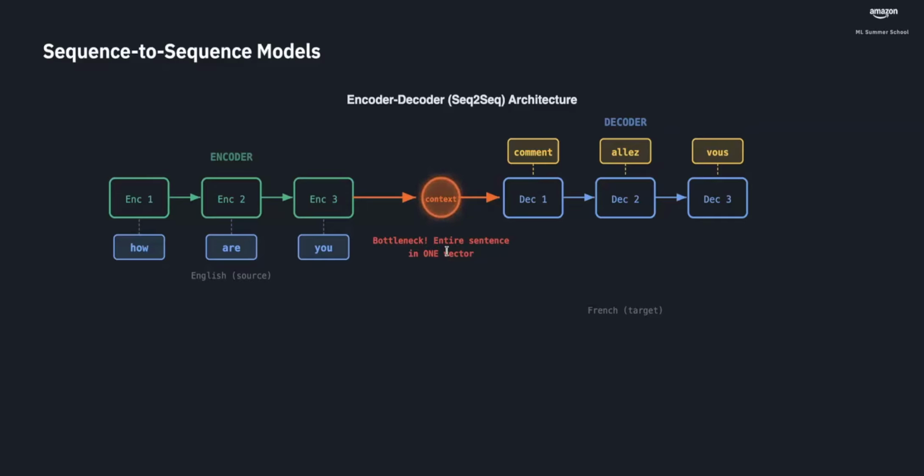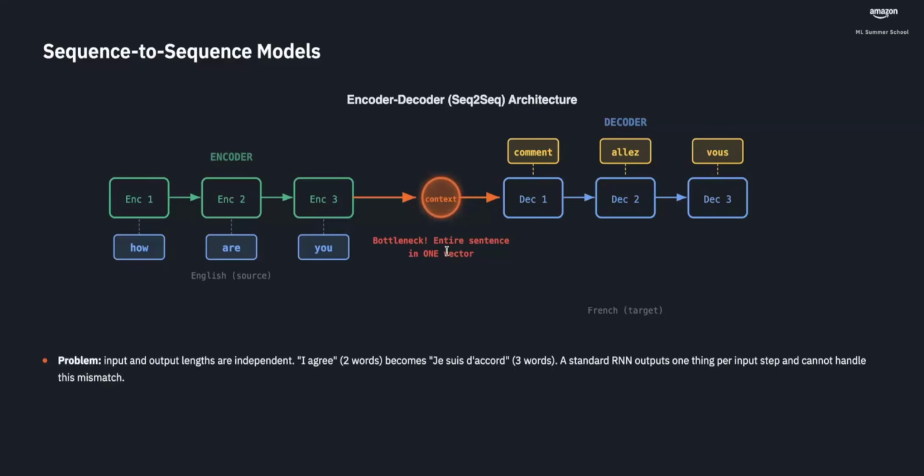The problem that sequence to sequence solves is this. Every model we have covered so far produces one output per input step. Feed in 5 words, you get 5 outputs. But most real tasks do not work that way. When you translate "I agree" to French, you get "je suis d'accord". 2 words in, 3 words out.